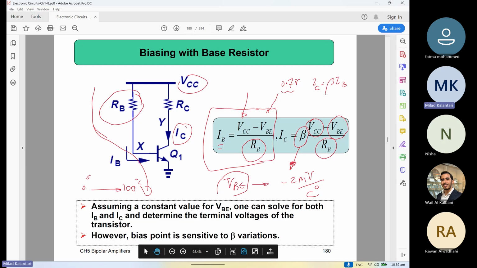It's gonna be lower. How much? Assuming this is the slope, we changed the temperature, how much? Each degree. Now let's say we change the temperature of the circuit by like 100.